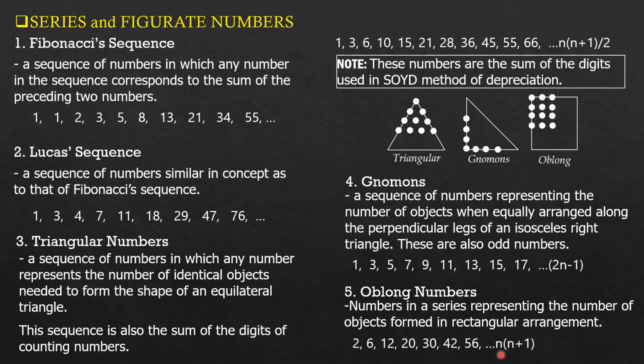And the formula is n times n plus 1, any number here. So for example, when n is 11, so 11 times 12, that's I think 132. So that's it. So 30 means 5 times 5 plus 1, so 5 by 6. So that's the fifth oblong number, 30. 5 times 5 plus 1.